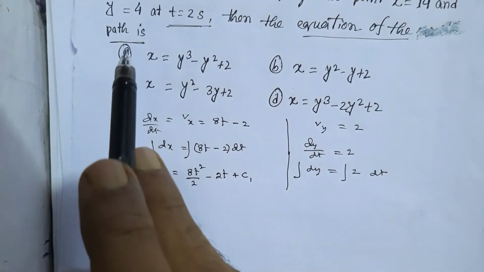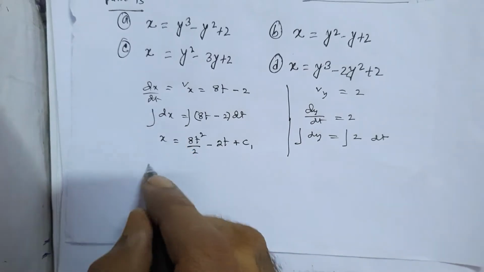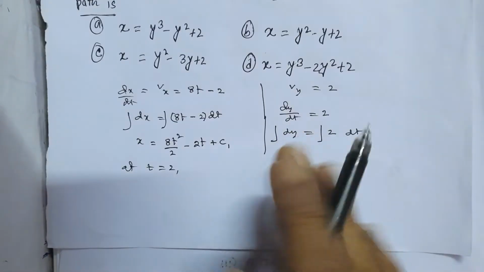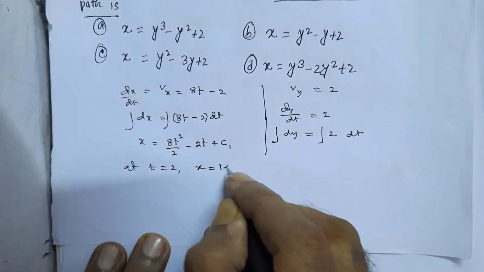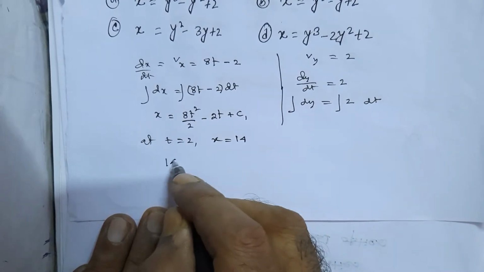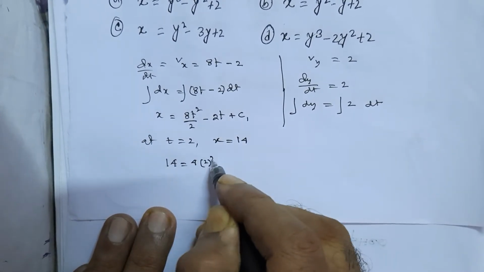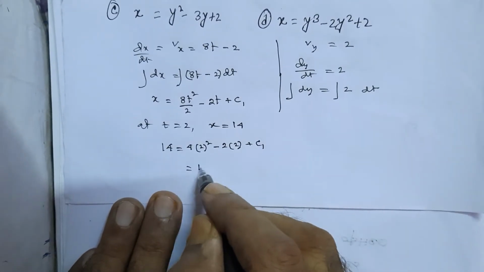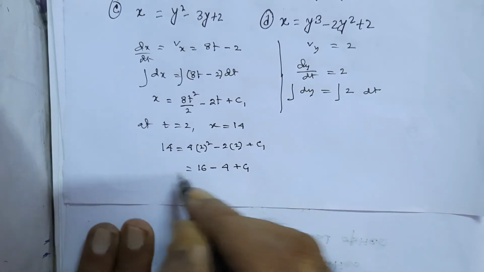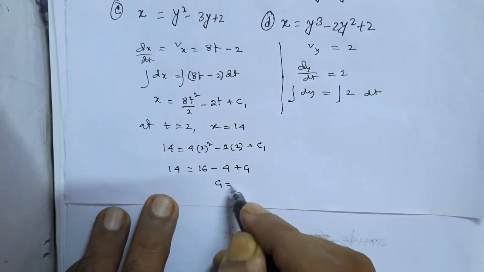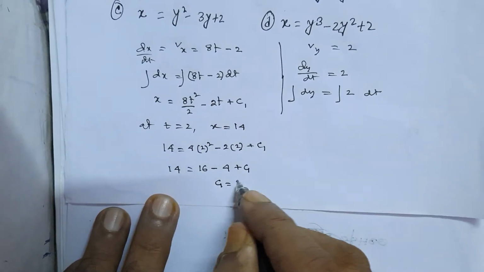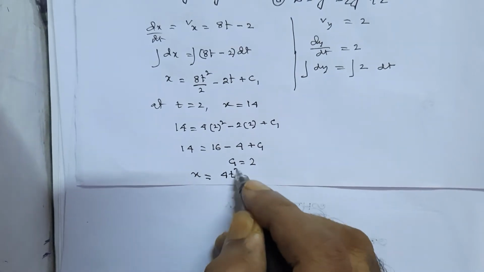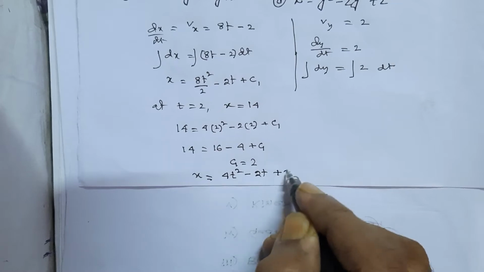And the time given is 2 seconds. So at t equals 2, x is given as 14. So 14 equals 4 into 2 square minus 2 into 2 plus c1. 16 minus 4 plus c1 equals 14. So c1 equals 14 minus 12 equals 2. So x equals 4t square minus 2t plus 2.